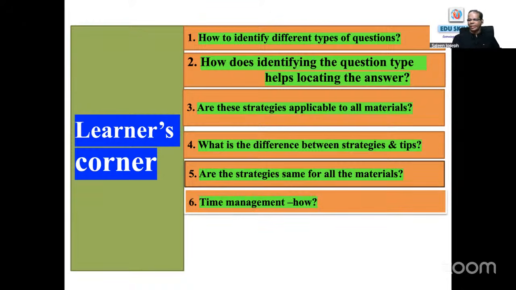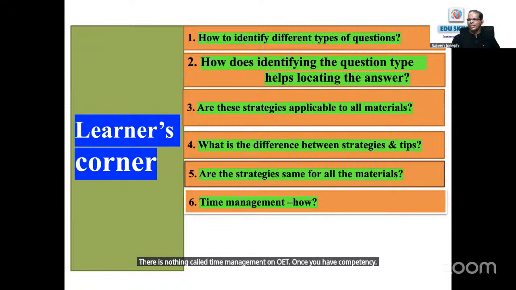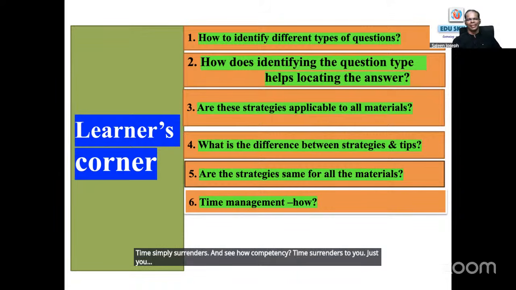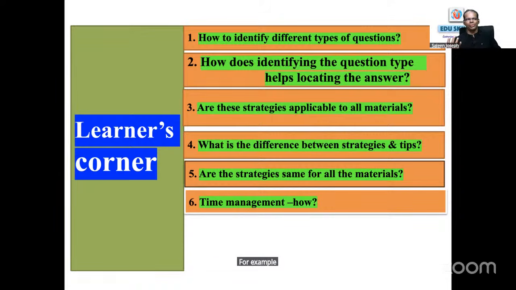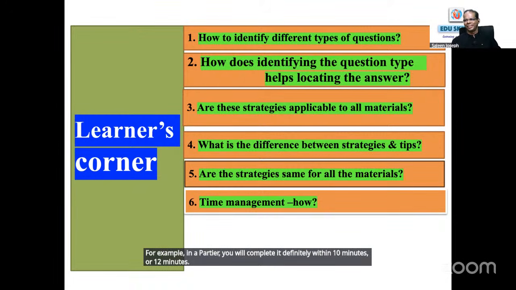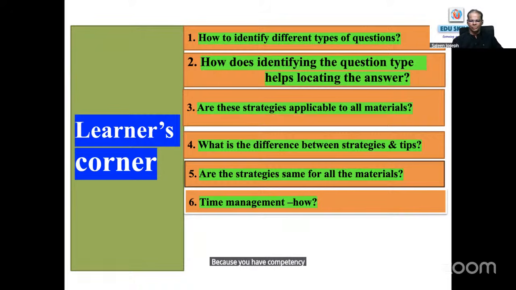Time management, how? There is nothing called time management on OET. Once you have competency, time simply surrenders to you. Just enjoy that. For example, part A, you will complete it definitely within 10 or 12 minutes. Because you have competency, there is no concern.